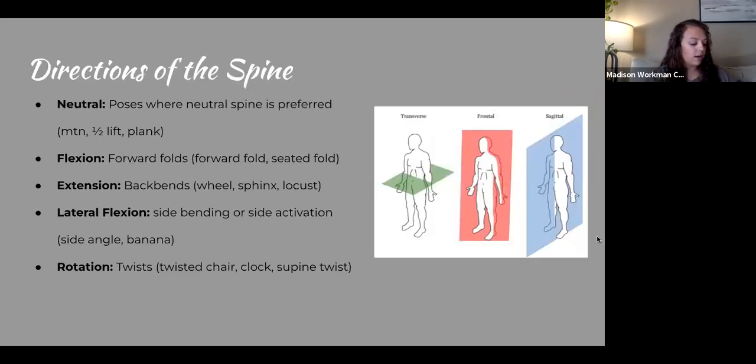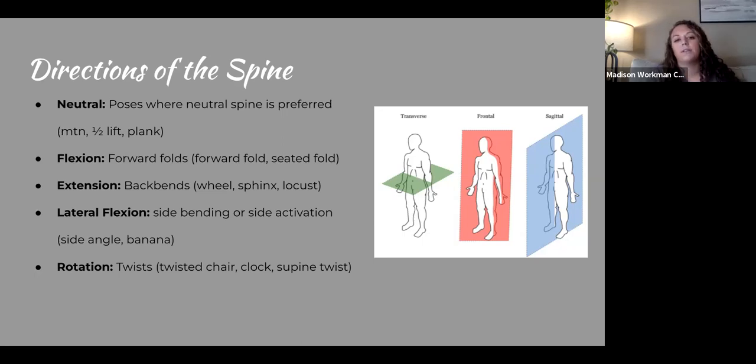So directions of the spine. We have 5 of them. We have a neutral position where you are just standing upright, anatomical position. The degree is 0. Your spine is in a natural neutral position. You have flexion of the spine, which is like forward folds. You have extension, which would be back bends. Lateral flexion, which would be side to side bending or side activation. And then you have rotation or twists.